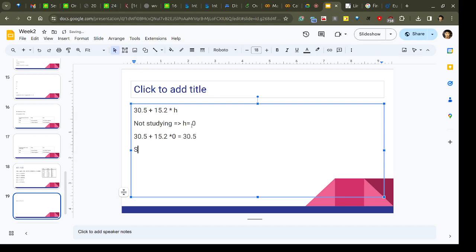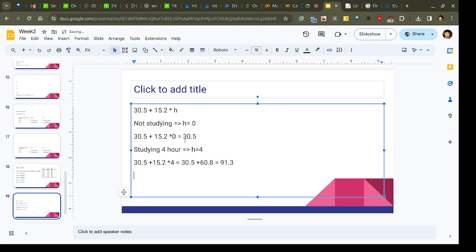Sir, why into 0? The hours are mentioned in the question, 4 hours. Studying 4 hours is h equal to 4, right? So that is 30.5 plus 15.2 into 4. So what will that be? 30.5 plus 60.8, equal to 91.3.